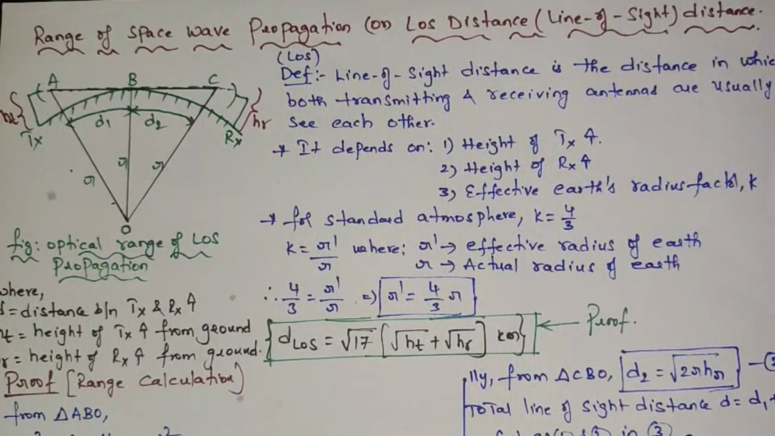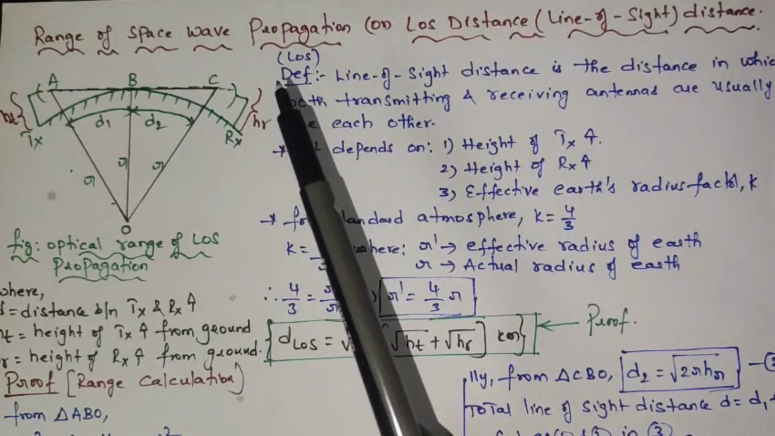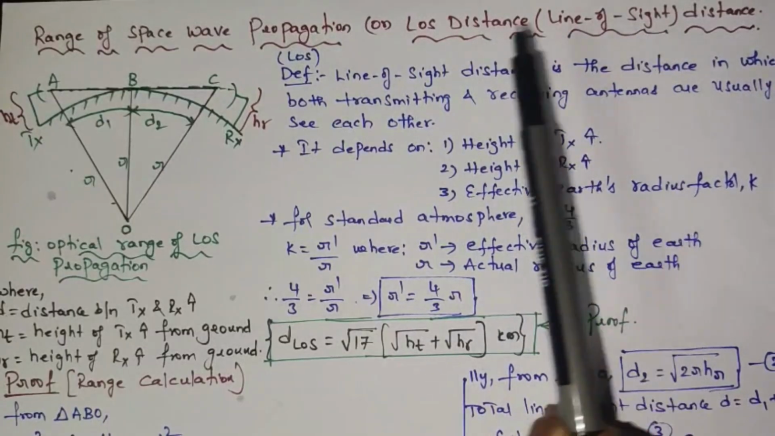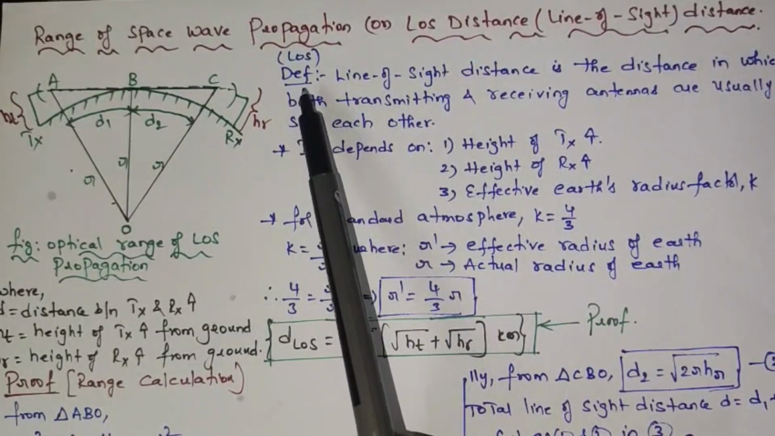Now we will discuss the concept of range of space wave propagation or line of sight distance. This is the topic related to the space wave propagation. So for this, first we will see what is LOS. LOS means line of sight. So first we will see the definition.